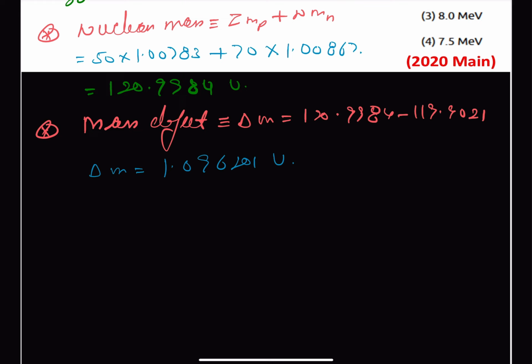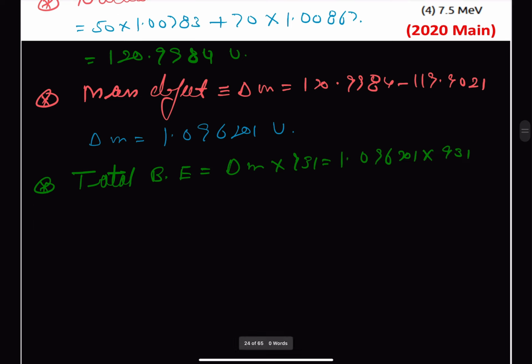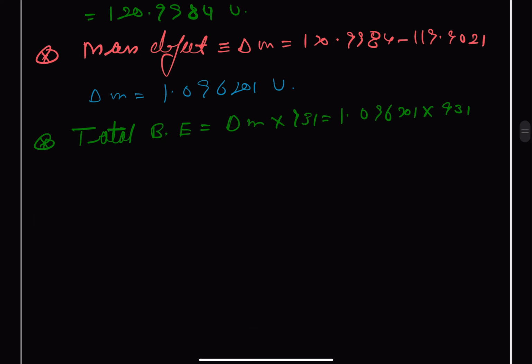Therefore binding energy will be mass defect multiplied by 931, total binding energy. So we can say that total binding energy will be equal to delta M multiplied by 931, which gives us 1.096201 multiplied by 931.